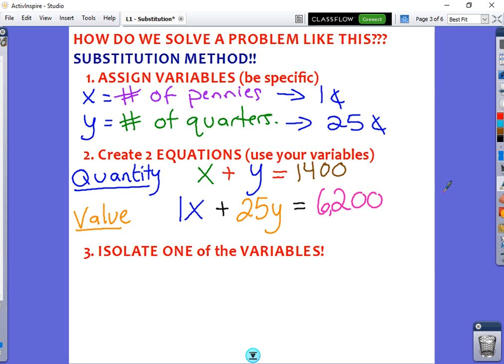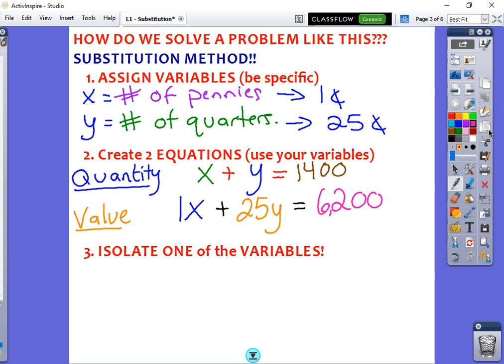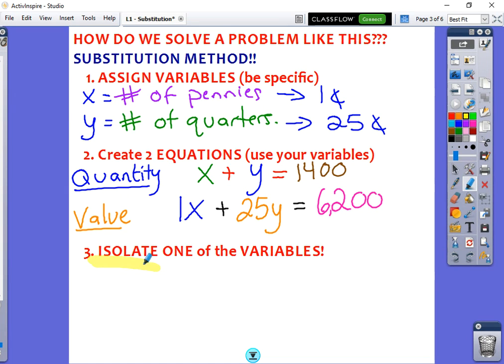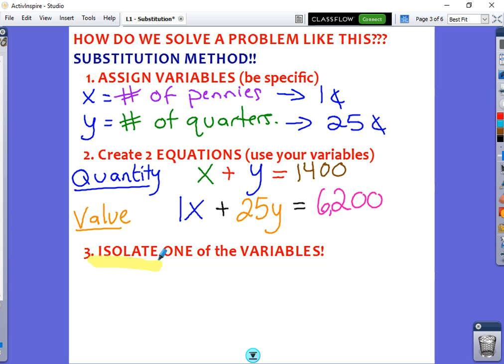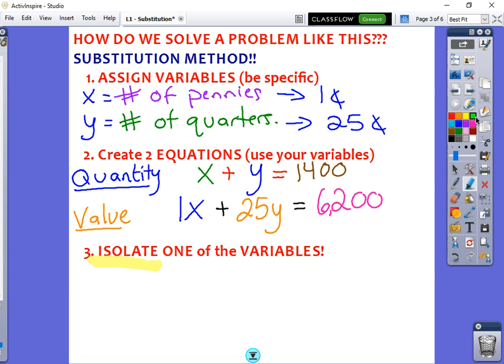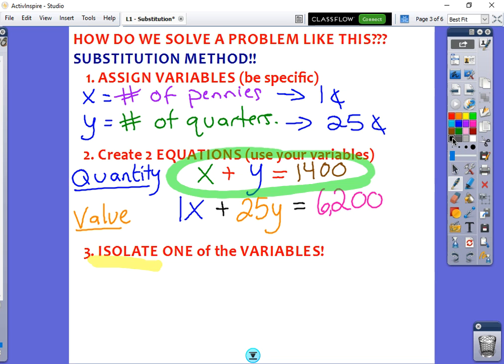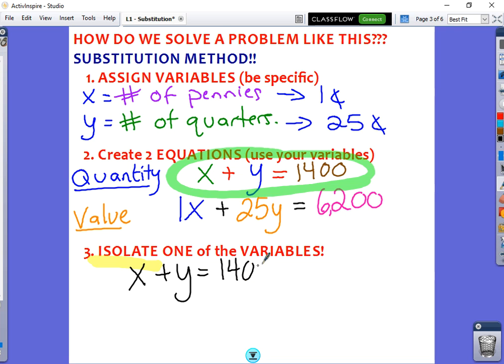So we've now created our two equations. That's probably the hardest part, but the most important part. What we're now going to do is choose one of these equations and isolate, that means get by itself, one of the variables. The equation that I'm going to choose in this particular case is the top one. That's pretty easy. And I'm simply going to get x by itself. But let's first rewrite our top equation. So our top equation is x plus y equals 1400.